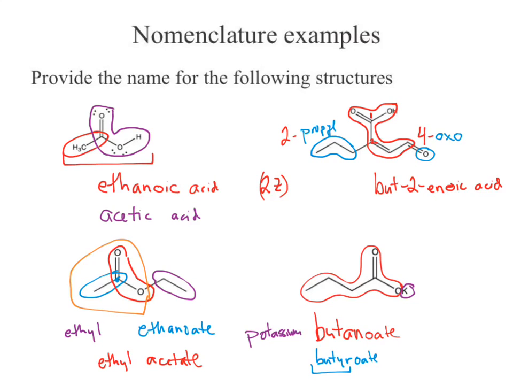It's just a straight chain. Okay? That's what the normal is in reference to, just a straight chain carbon structure.